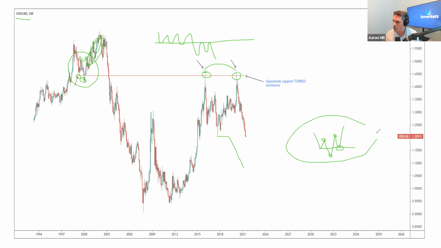Remember, this is the Quasimodo support, and all it is is price. I'm just going to draw that in for you. Price breaks that area, comes back and retests that zone. Fair.